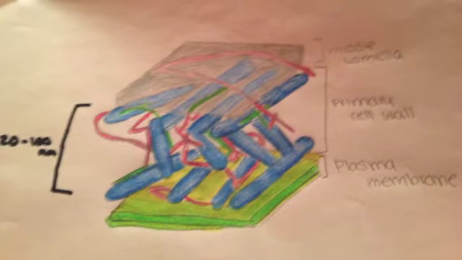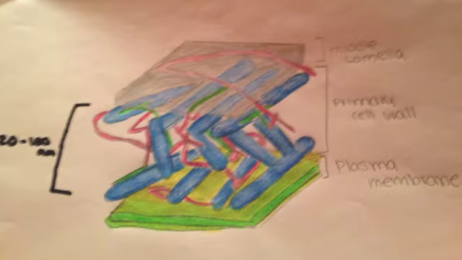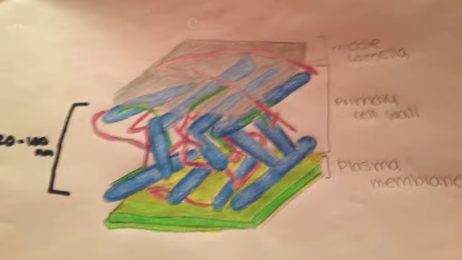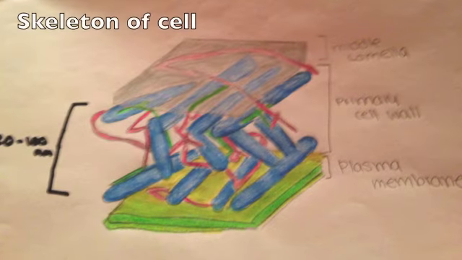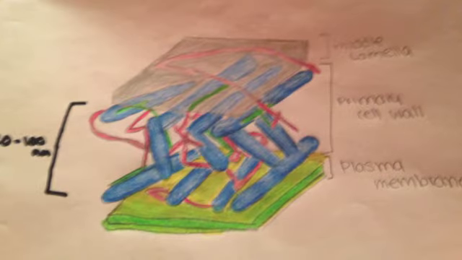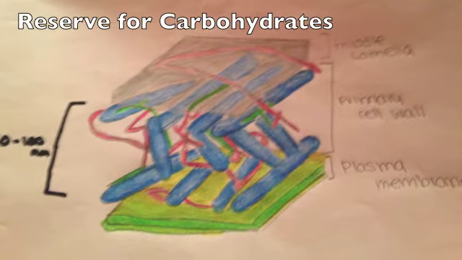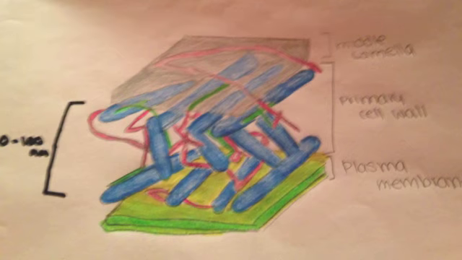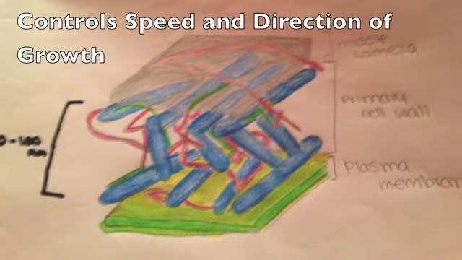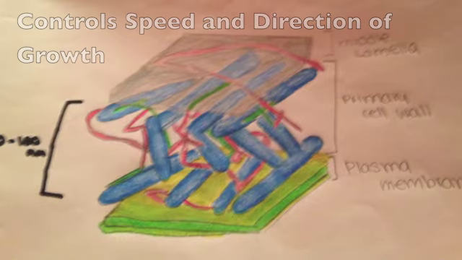The cell wall has a few main functions. First, it is the first line of defense against pathogens and microorganisms. Second, it is the skeleton of the cell, and therefore, it maintains its structure. Third, it is an important reserve for carbohydrates. Fourth, it also controls the rate and direction of growth of the plant.